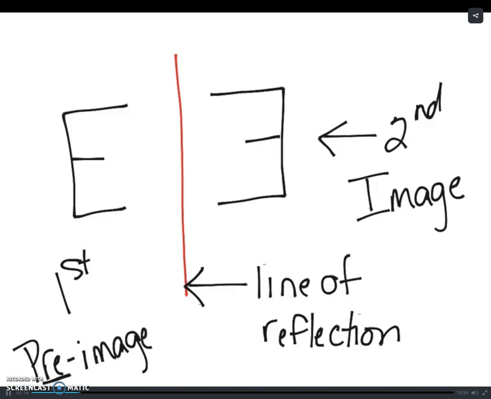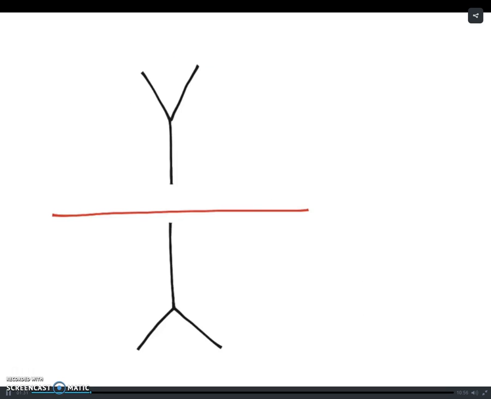Okay. This would be an example of a reflection across the y-axis. Right? So if this was drawn on a graph, then this red line would represent the y-axis. So that's one of the lines of reflection we're going to talk about. Another one would be the x-axis.